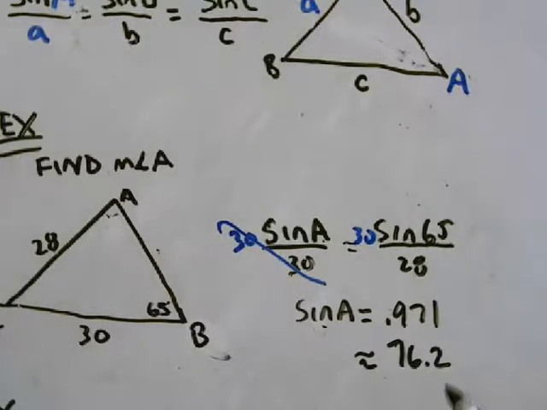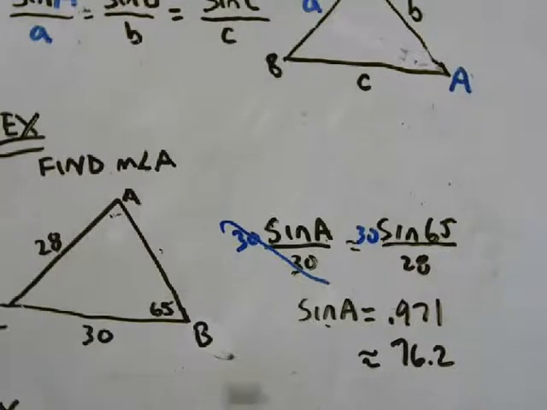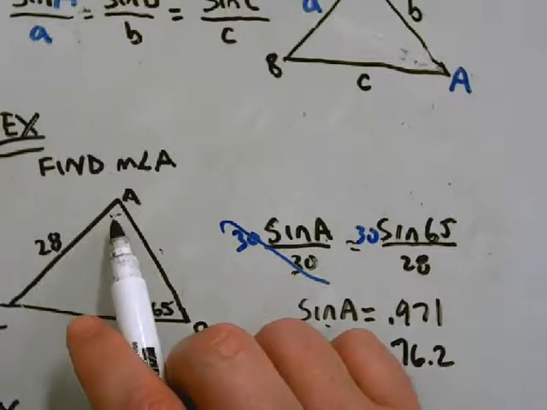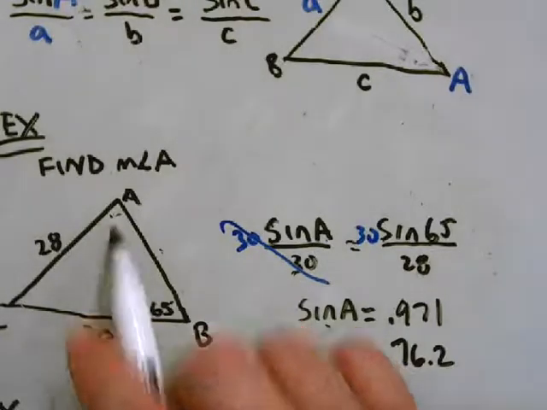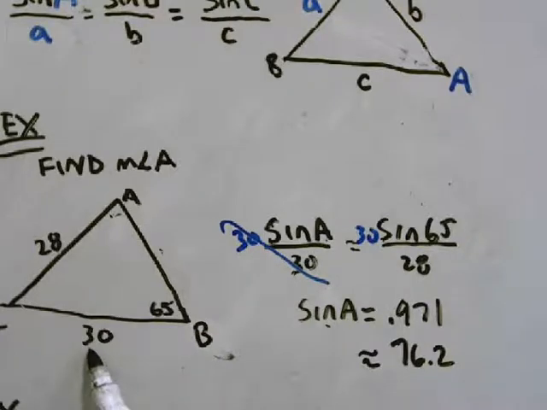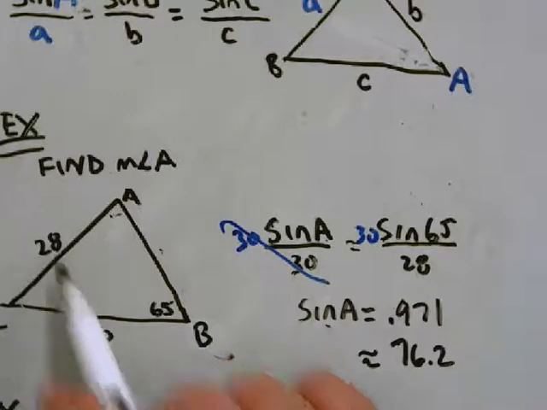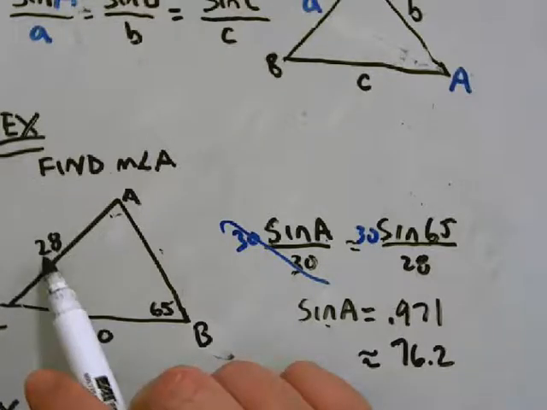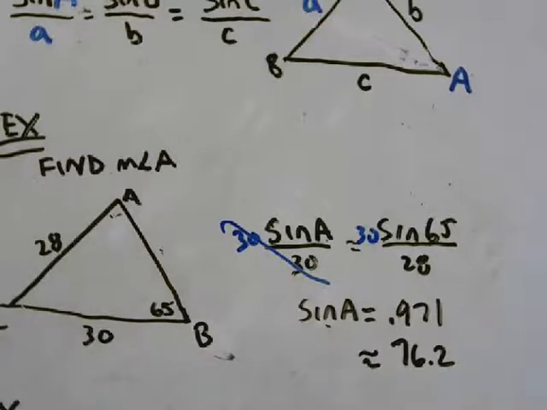And it should, because in a 60-60-60 triangle all sides would be equal. This is 28 and 38, so these are kind of close. So the angles should be kind of close. So it does make sense. So 76.2 degrees. Now, here's where we need to do a little estimation for this next one.